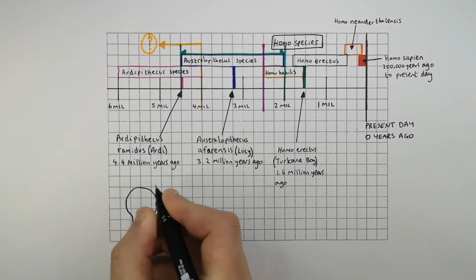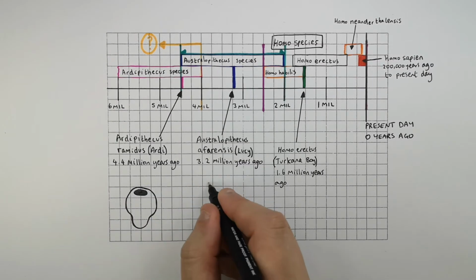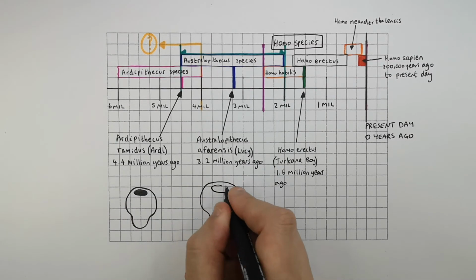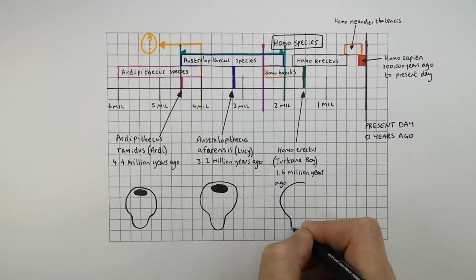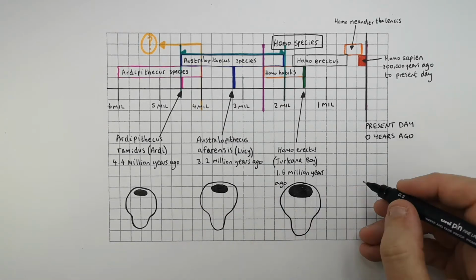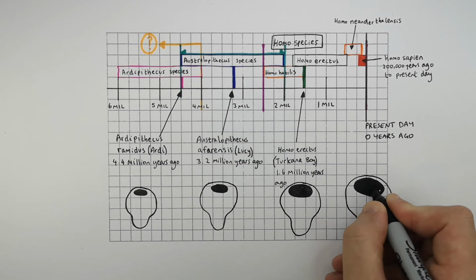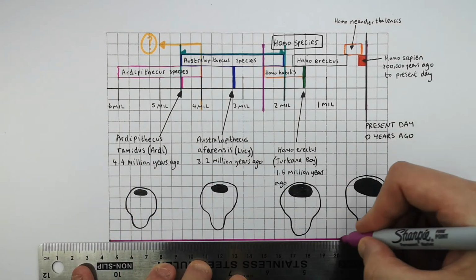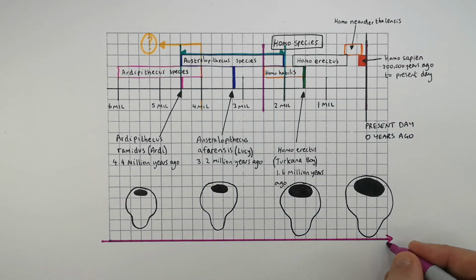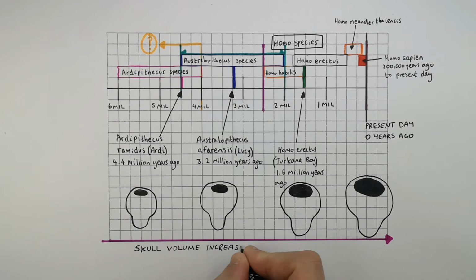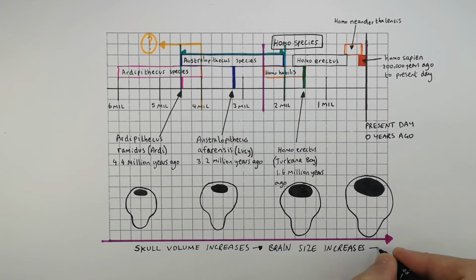So Ardy had the smallest skull volume. Lucy had an ever so slightly larger skull volume. And as you can see here, each successive species would have had an ever so slightly larger skull volume, indicating a slightly larger brain. So as the skull volume increases, the brain size will increase. This means that the organism becomes cleverer.